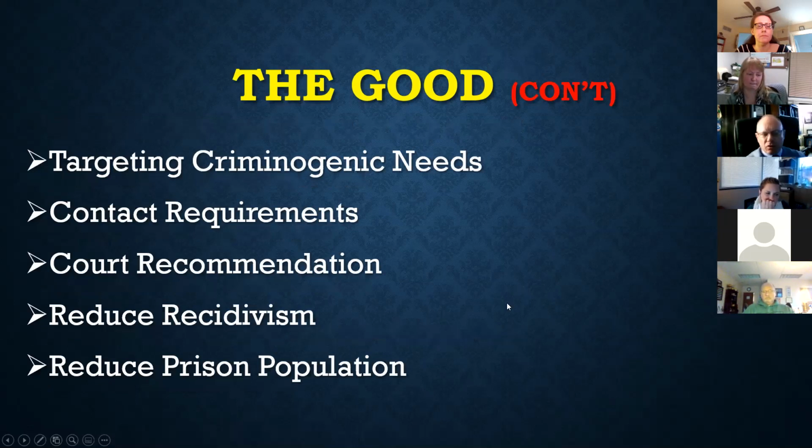Contact requirements, court recommendation, reduces recidivism. We know that. We'll share that. Reduce the prison population, as Shannon showed, even just through the pretrial tool, we were able to reduce that population, as well as technical violations and so forth.